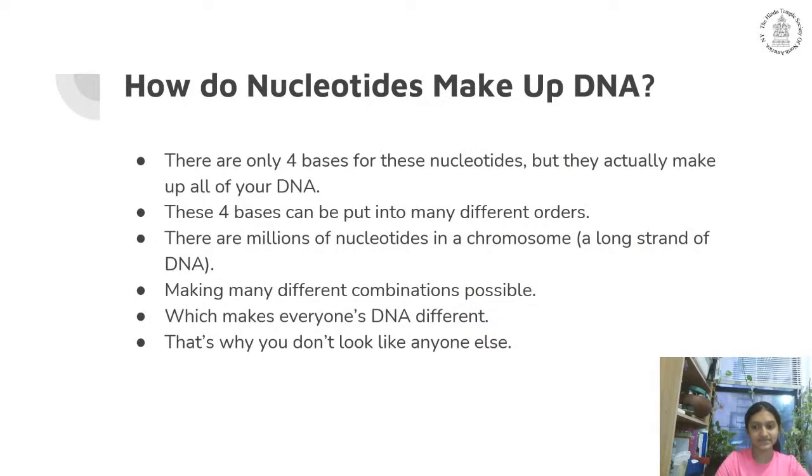How do nucleotides make up DNA? There are only 4 bases for these nucleotides, but they actually make up all of your DNA. These 4 bases can be put into many different orders. There are millions of different nucleotides in a chromosome, which is a long strand of DNA, making many different combinations possible, which makes everyone's DNA different, and that's why you don't look like anyone else.